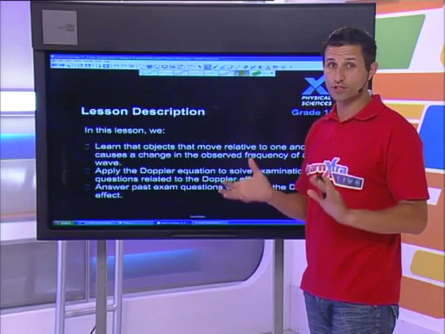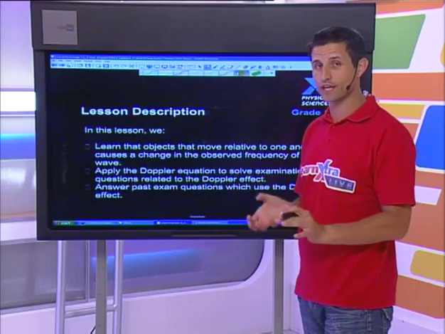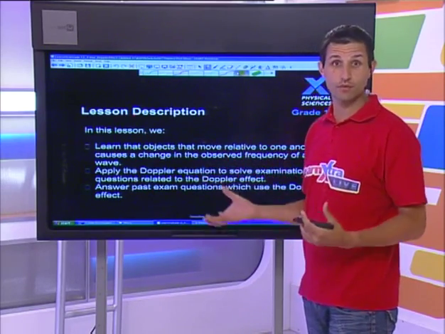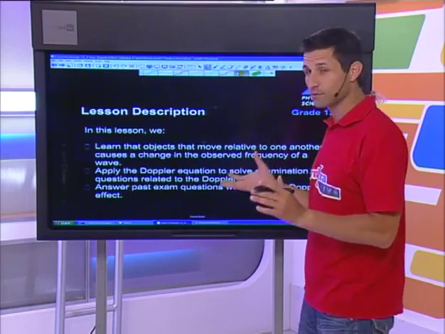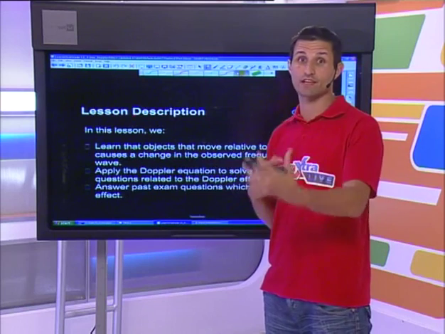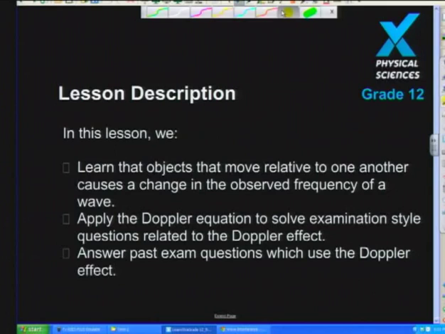Well, first of all, the Doppler effect seems quite complicated, but it's quite easy if you start taking into account a couple of the steps that we're going to be showing you. Now it's all about moving objects and the waves which they give off. So here we go. We're going to learn that objects that move relative to one another, that means that they're moving close to each other or further away from each other, causes a change in the observed frequency. Now there we go. We're talking about a change in the observed frequency.